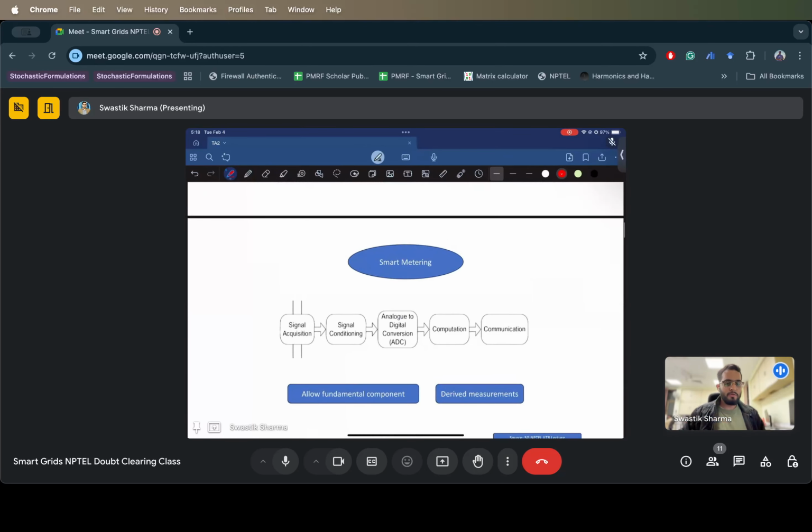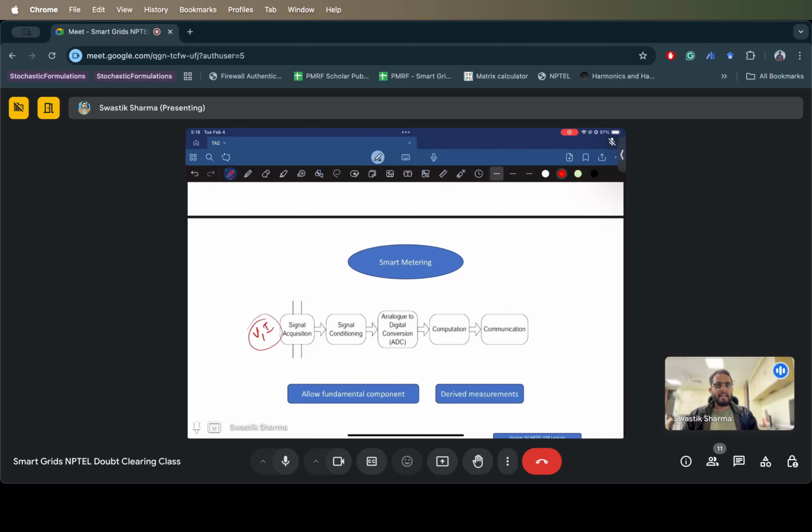So how does a smart meter process data? First of all, it needs to acquire the signals. So what kind of signals does it need to acquire? Let's say it wants to measure voltage or current. I won't talk in terms of power. Let's say voltage or current that is coming to your feeder at which your smart meter is connected, right? So it acquires this VI data.